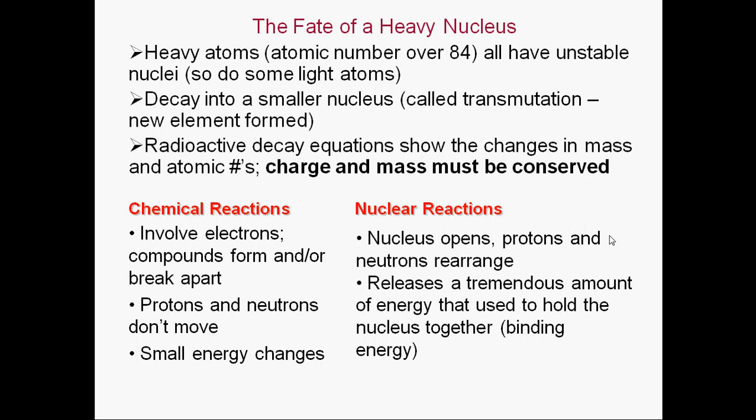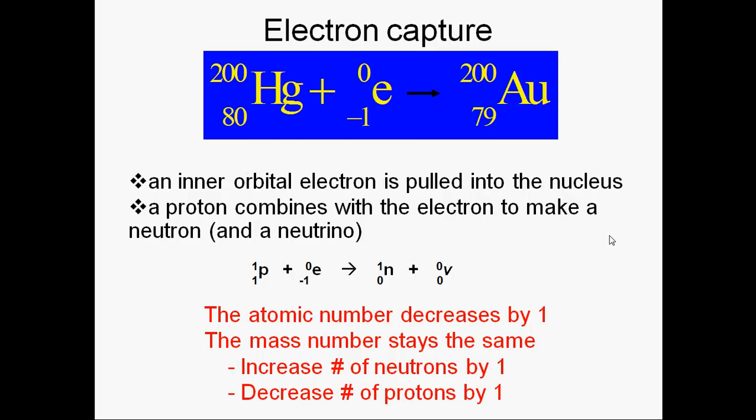Okay. So let's start looking at each of those 5 different types of nuclear decay now. And what we can do is keep watching to see that charge and mass are always going to be conserved. Here's the first nuclear reaction to consider: electron capture. Basically what happens here is we have an electron that's orbiting around the atom, and for whatever reason it gets sucked into the nucleus.